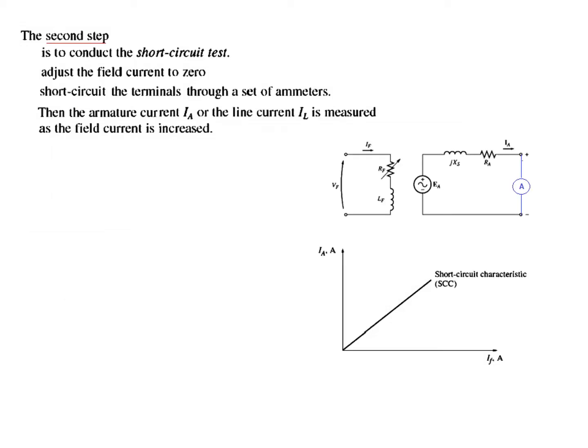Okay, the second step is to carry out a short circuit test. In the short circuit test, we short the output terminal and we put an ammeter in between to measure the current. Here also we start with the field current 0, with a short circuit terminal through a set of ammeters we have connected. Now as we keep on increasing IF, we measure the current through this circuit, IA. So this is a plot between the field current and armature current.